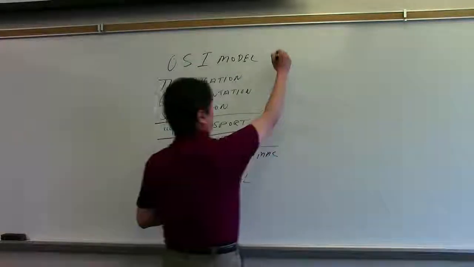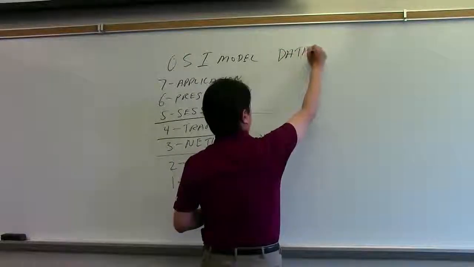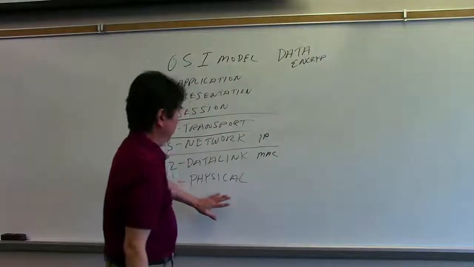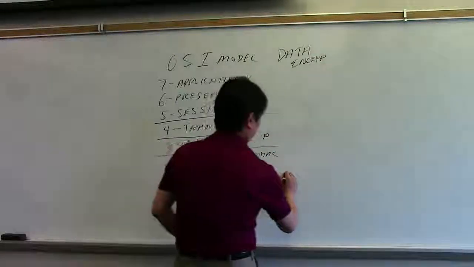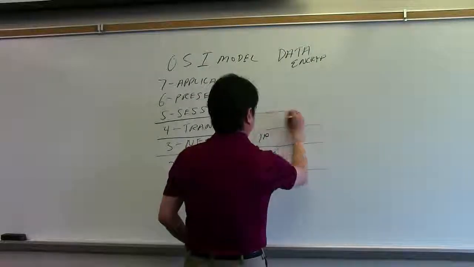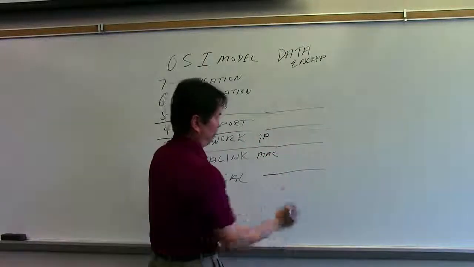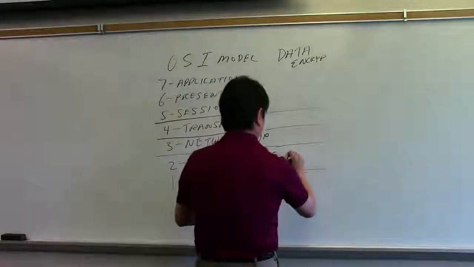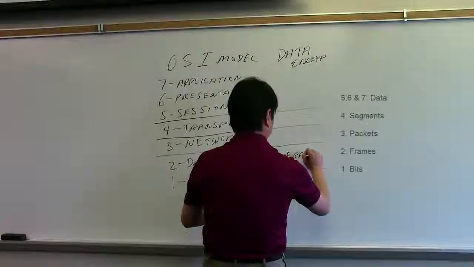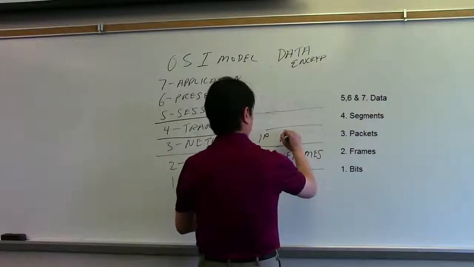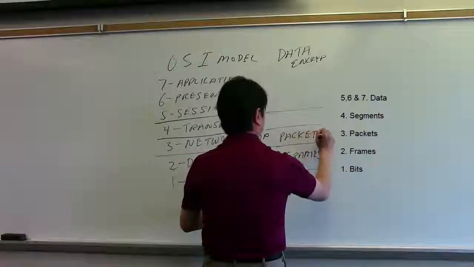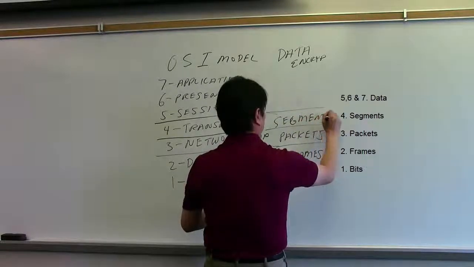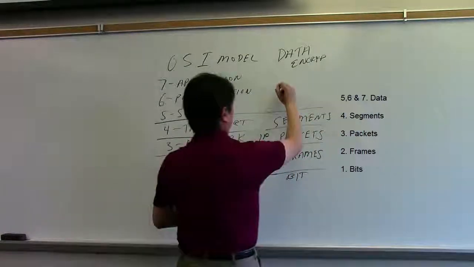The next thing I'll cover will be the data encryption. And what that means is when it goes up, how is it converted into different formats? So the bottom, remember what I mentioned earlier about the physical? It's going to be bits. On the next one, layer 2, it will be frames. Layer 3 is packets. Layer 4 is segments. And the top three, because they're all related to your computer, this is data.